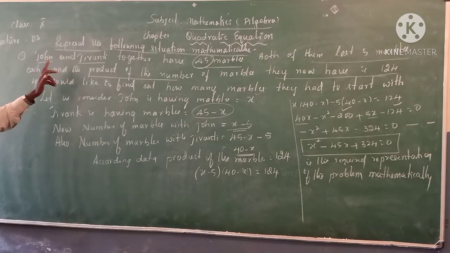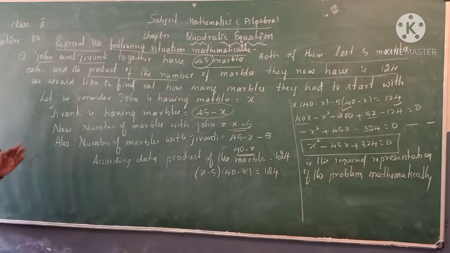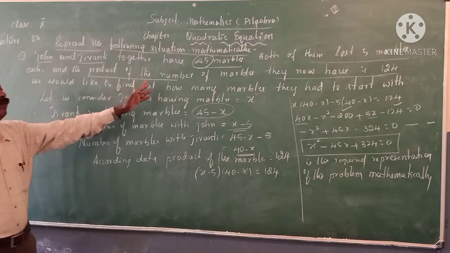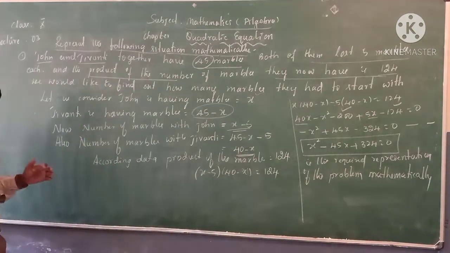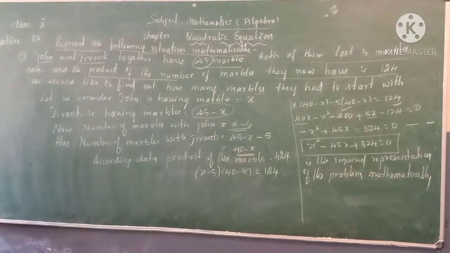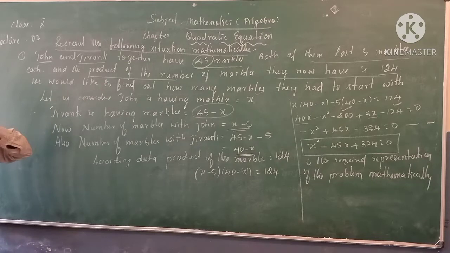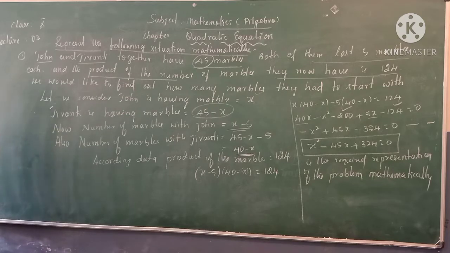Here two persons, John and Jeevan, together have 45 marbles. Both of them have lost 5 marbles each. Now, the product of the number of marbles they now have is 124. We would like to find how many marbles they had to start with.